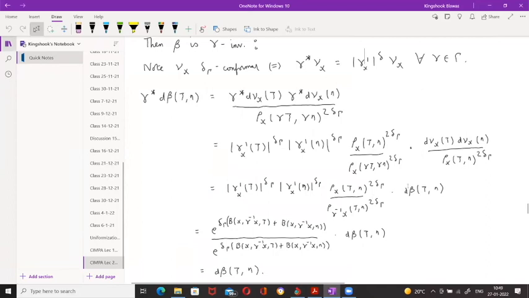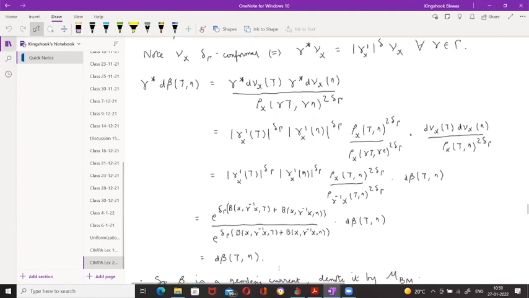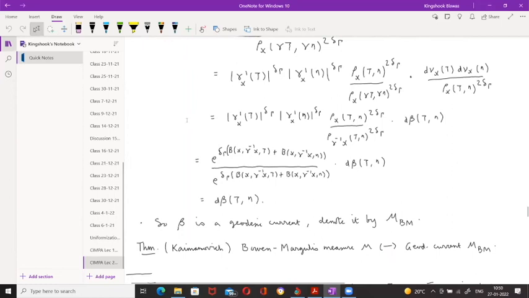Now I know what this mod gamma prime is. It's e to the Busemann function b x gamma inverse x xi. And then I'll get another term, b x gamma inverse x eta, that times delta, e to that. And I know what this ratio of two visual metrics is. This is a formula we did last time for the ratio of two visual metrics. This will give me below the same term, e to the delta b x gamma inverse x xi plus b x gamma inverse x eta. Therefore, these two will cancel out. And so I'll just get d beta of xi eta. Okay. So therefore, this means that gamma star of d beta is equal to d beta. So therefore, d beta is gamma invariant. Hence, beta is a geodesic current.